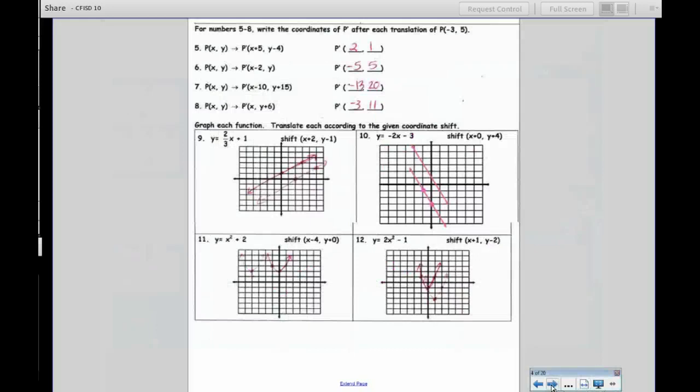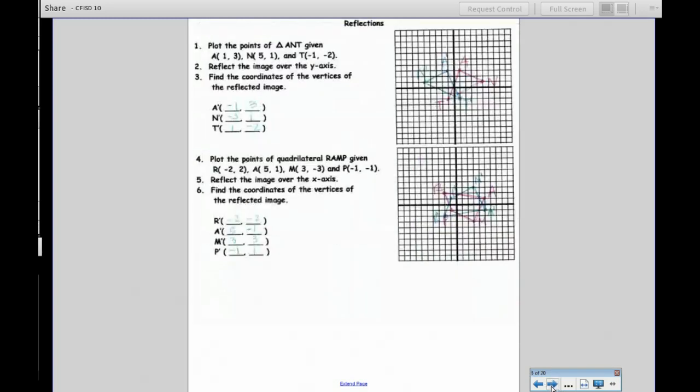On the back, the only ones you were doing were 5 through 8. So (2, 1), (negative 5, 5), (negative 13, 20), and (negative 3, 11). Did you practice those? I hope you did. Very important. Practice translating using rules. And then we did not do 9 through 12, so don't look at 9 through 12. Moving on to reflections. You have to write a coordinate. Write the coordinates. All right, reflections. Here we go. Look at your answers for reflections.